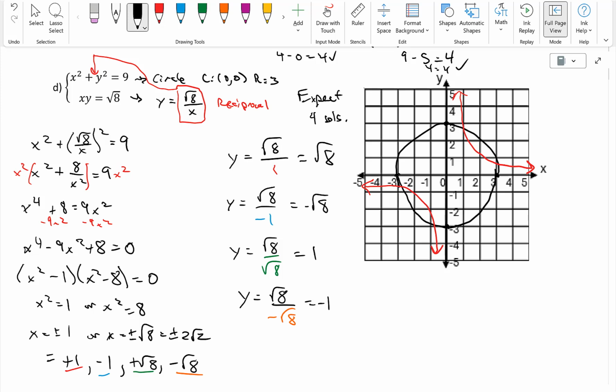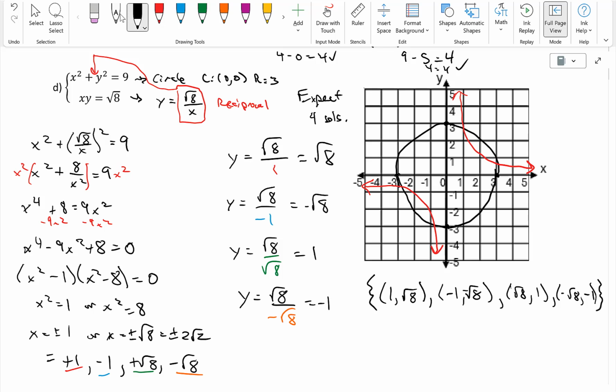So my 4 solutions, if we haven't made any mistakes, are 1, square root of 8, -1, negative square root of 8, or we could put the -2 root 2. I'd forgive you here. What do we have then? A root 8 and a 1, and then our minus root 8 and -1.